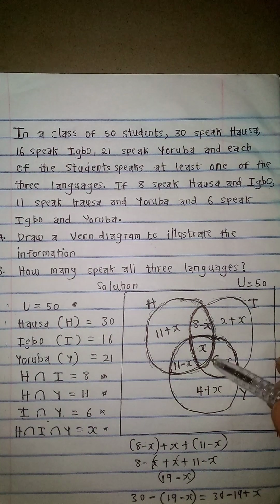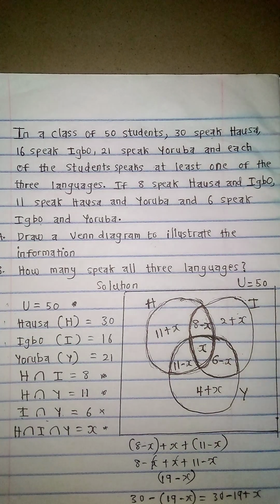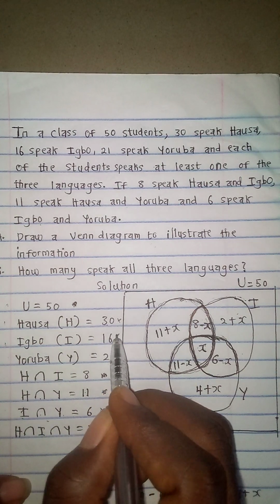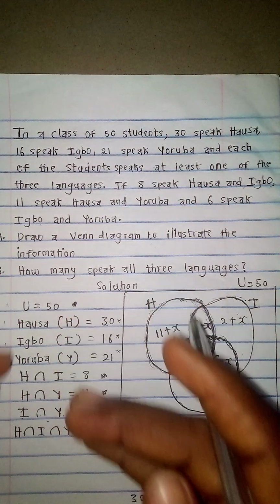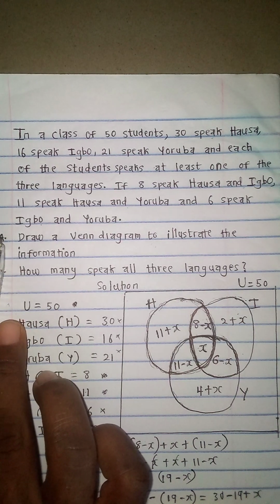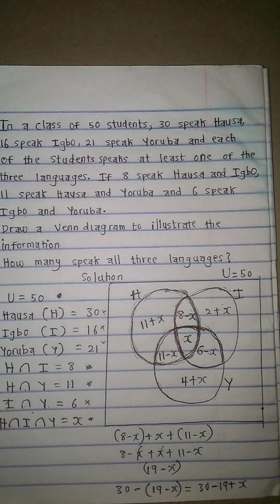You start from the center, from the intersection, then move to these three parts, and lastly the outside. Okay, so do we have any other information left? No, we don't have any information left. We are done filling in our information. So we have successfully answered question A. Draw a Venn diagram to illustrate the information. This is the Venn diagram illustrating the information.